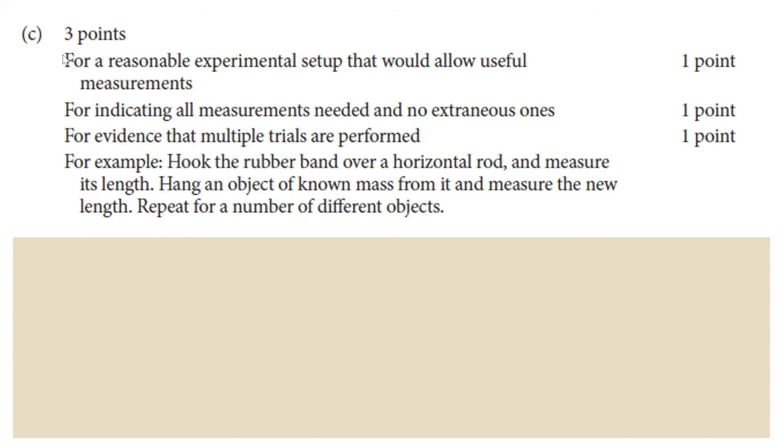Notice here they just said hook the rubber band over a horizontal rod and measure its length, hang an object of known mass from it and measure the new length, repeat for a number of different objects. That's a pretty bare bones explanation. They said hang an object of known mass, which I thought was cheating because there's not really such a thing, because the masses of these things are not constant. But, you know, for this year, that was good enough.